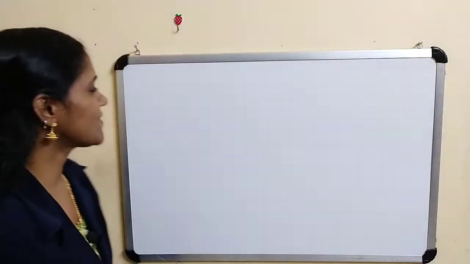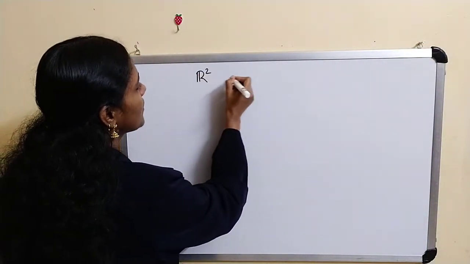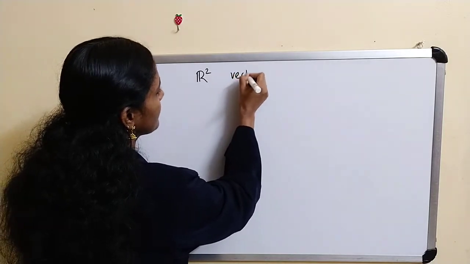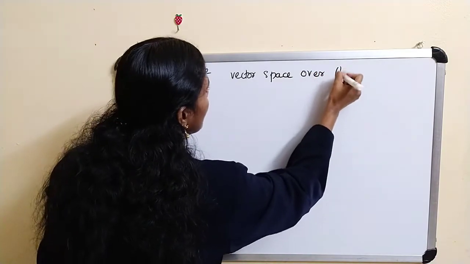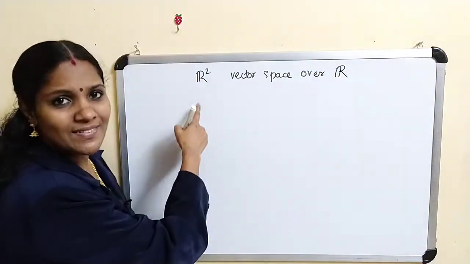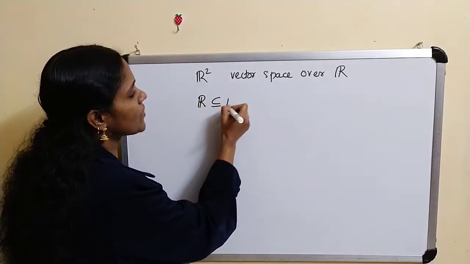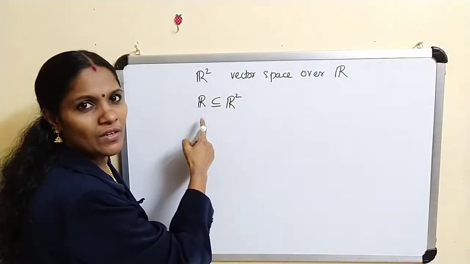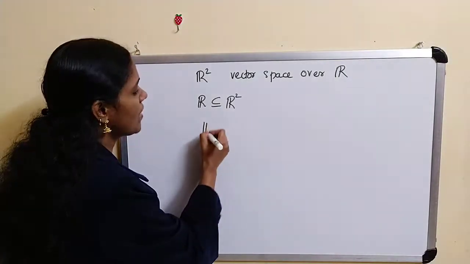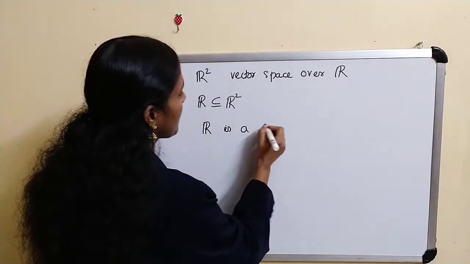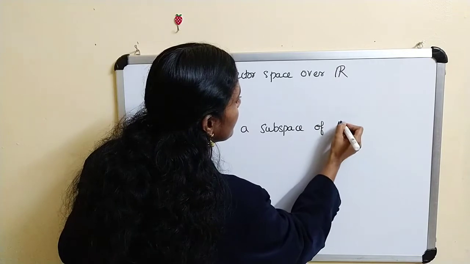Now we will discuss some examples of subspaces. If you consider R2, it is a vector space over R. And if you consider R, the set of all real numbers, clearly this is a subset of R2. Also R is a vector space over R. Therefore R is a subspace of R2.